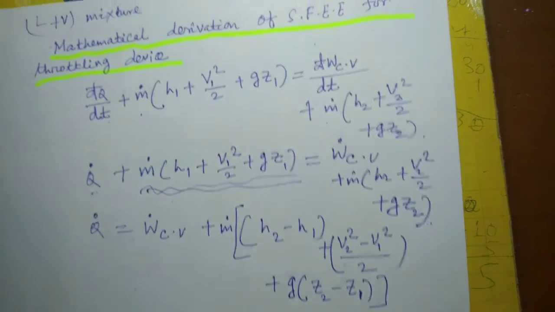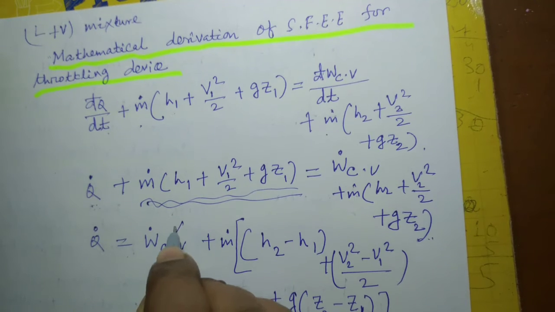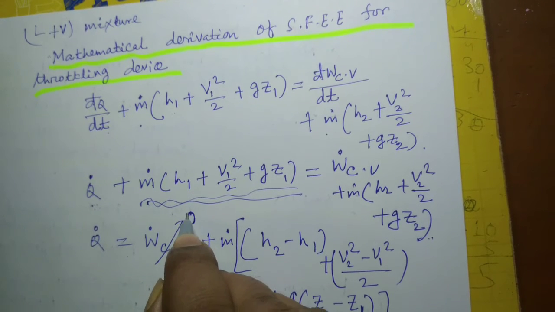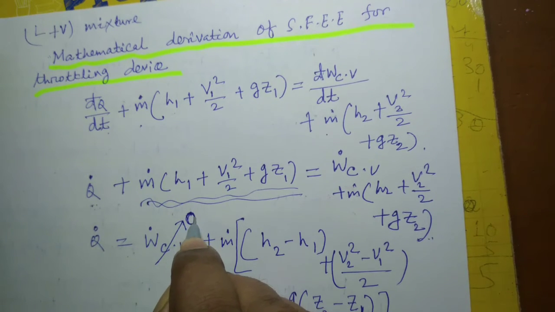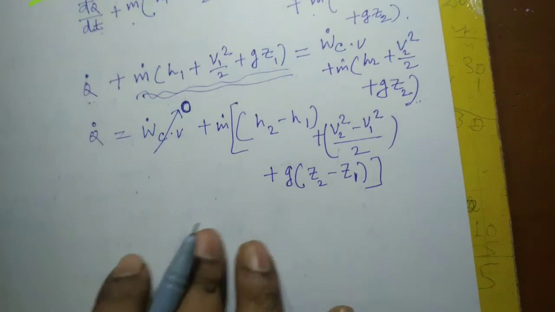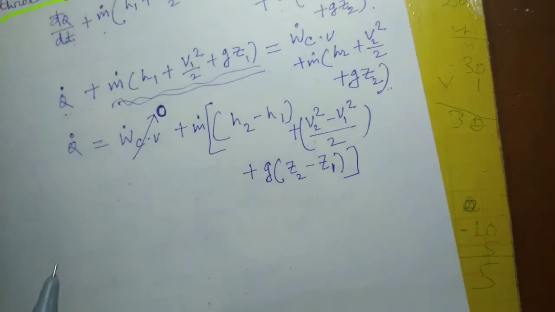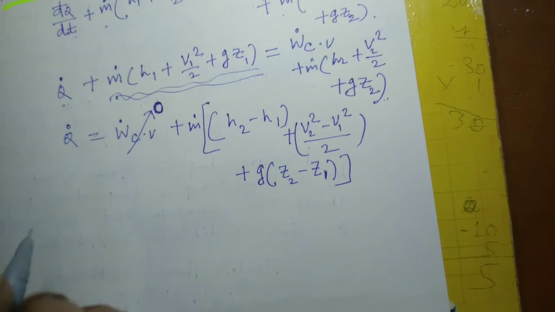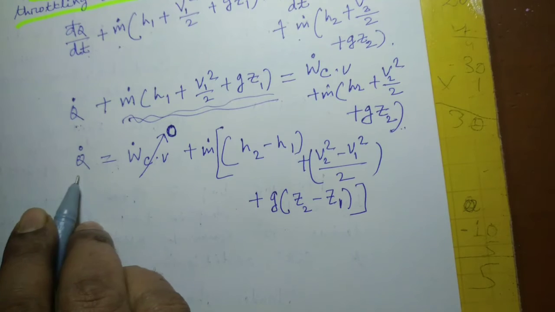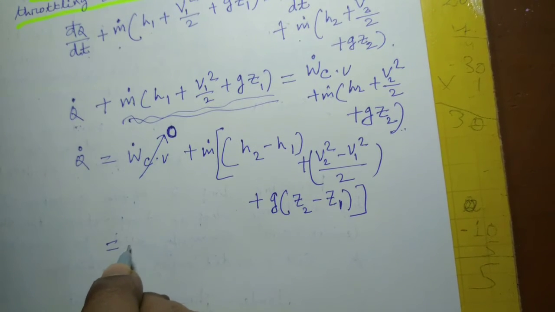But you see, यहाँ totally W dot CV will be 0. Why? Because there is no shaft here in case of a throttling device. Shaft is there only in turbine and compressor. So W dot CV is 0. There is no shaft work. Neither is work produced nor any work consumed. So shaft तो लगा नहीं हुआ है ना. Q dot is equal to this much. So I can write this like this also.